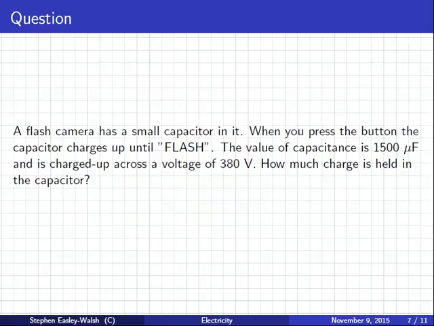A flash camera has a small capacitor. When you press the button, the capacitor charges up until a flash happens. The value of the capacitance is 1500 microfarads and the voltage is 380. I don't know why I made the voltage so large if it's a camera. It should be something smaller. Maybe 110. This is a nice number. I don't know. That doesn't matter. How much charge is held in the capacitor?